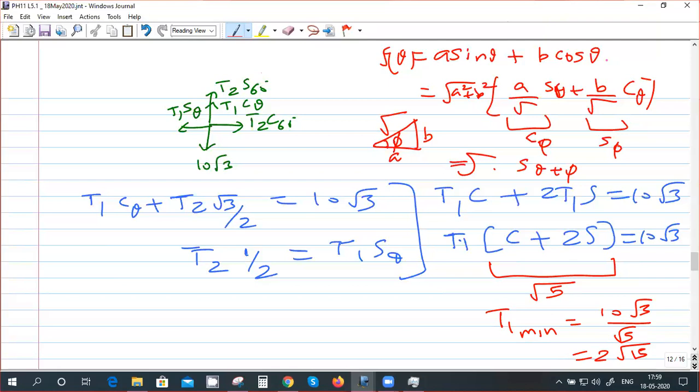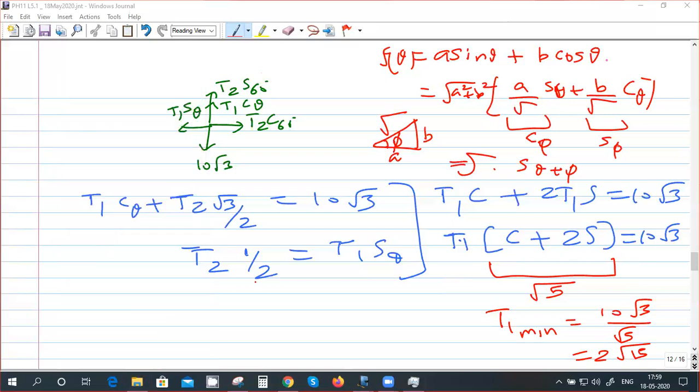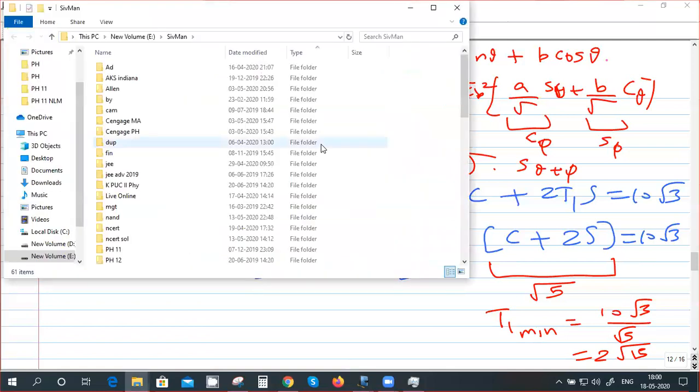Is it clear? Yes, sir. Okay, I just have to check whether this is correct or not, otherwise it will be a problem. Let me just check it. Daksha, you are back? Yes, sir.